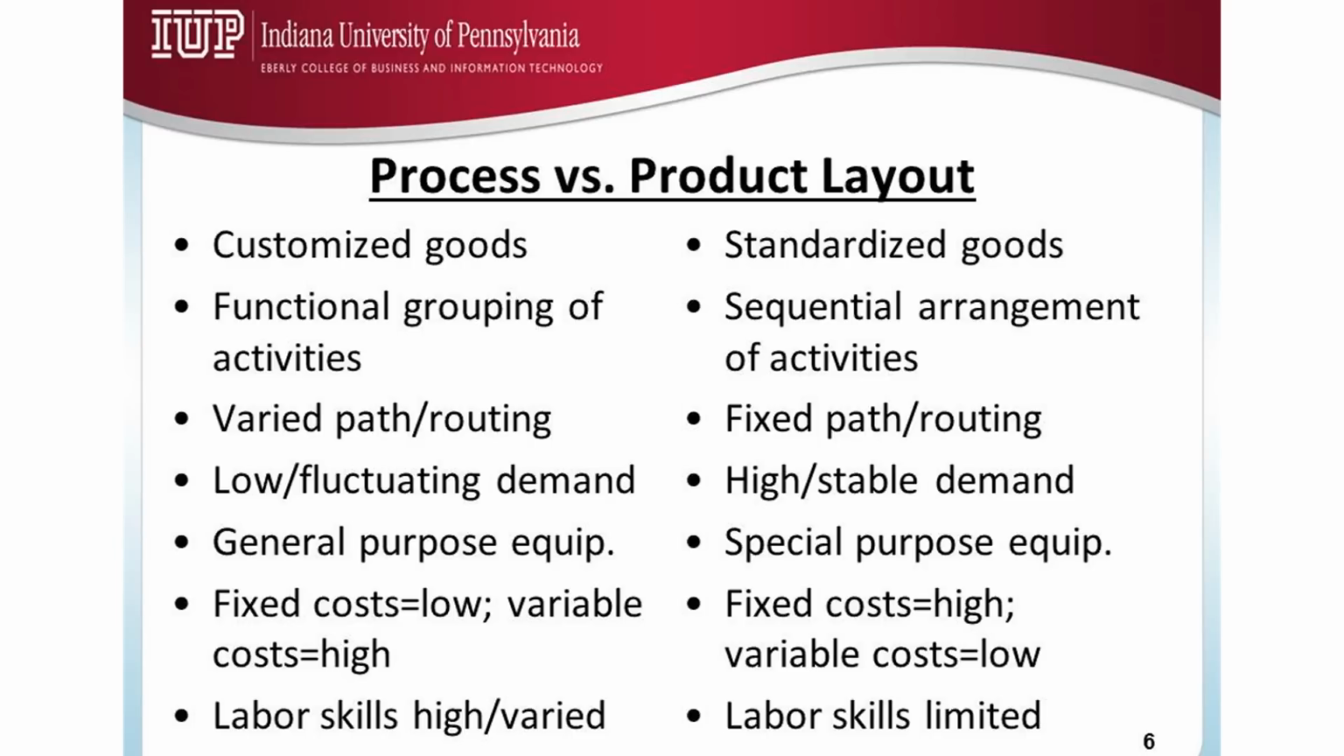In a process layout, you have functional grouping of activities. That is, there is a dedicated area for grinding, welding, and so on. A dedicated area for Chinese food, for pizza, for subs. Whereas in the product layout, there is a sequential arrangement of activities. That also we saw in the car assembly line.